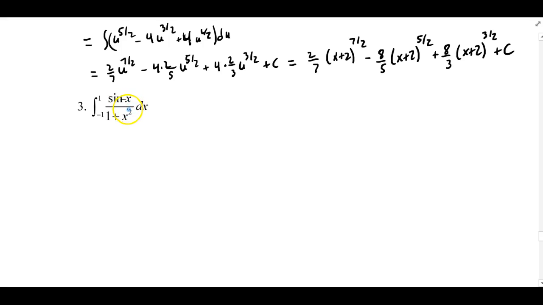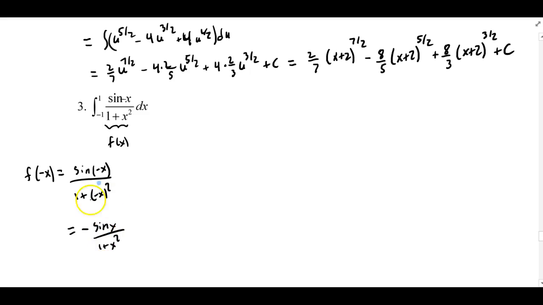So maybe what we try to do is see if, on this symmetric interval, this is an even or odd function. So if I call this f of x, remember the test for even or odd is you substitute in negative x and see what happens. So if I substitute negative x in here, I get sine of negative x over 1 plus negative x squared. Because sine is an odd function, the sine of negative x will be negative sine x. And of course, negative x squared is just x squared. And so notice we get the negative of f of x.